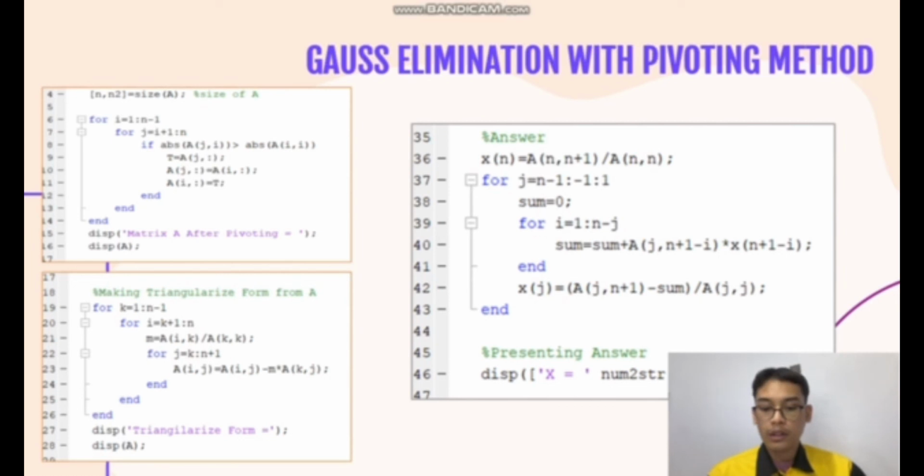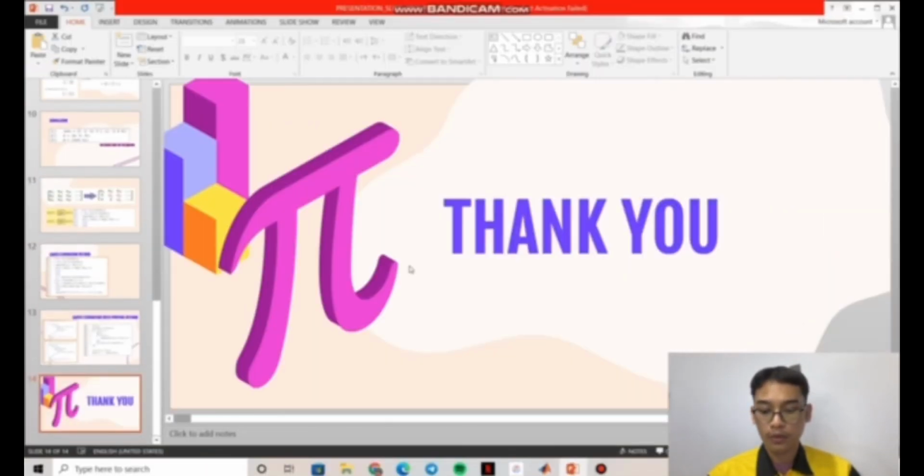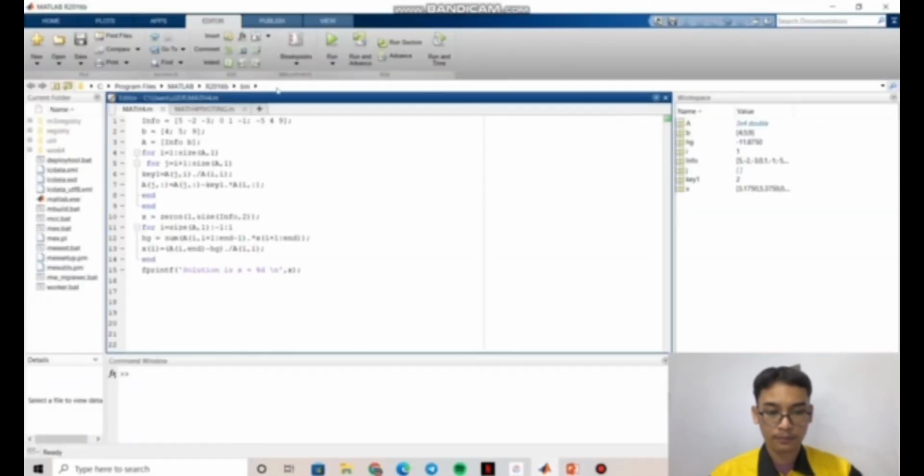Now, in order to make the triangular form for our matrix A, where we want to get the values of 0, 0, 0 like that, we use this formula. This formula is the same as the Gauss elimination formula, also for this part. The only difference is here. Only this part has some differences for our method. Alright. Now, I will show the simulation for our project.